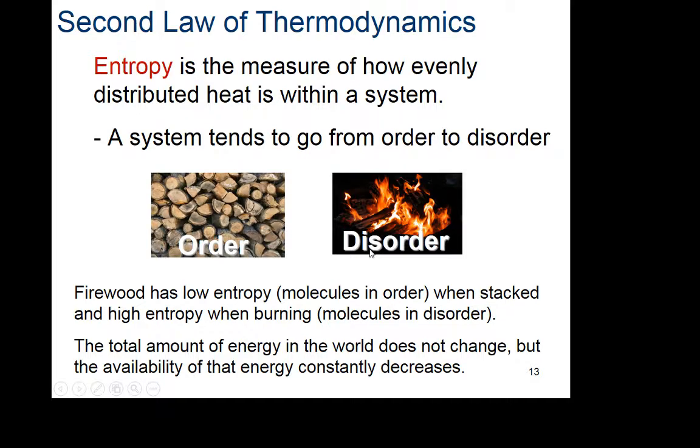The second part of the second law is a little more confusing. It has to do with this word called entropy. And entropy is a way to measure how disordered something is, so how orderly or not ordered the particles are. Or another way to describe it is how evenly heat is distributed within a system. So because heat is related to the movement of the particles, entropy can be related to how fast those particles are moving.